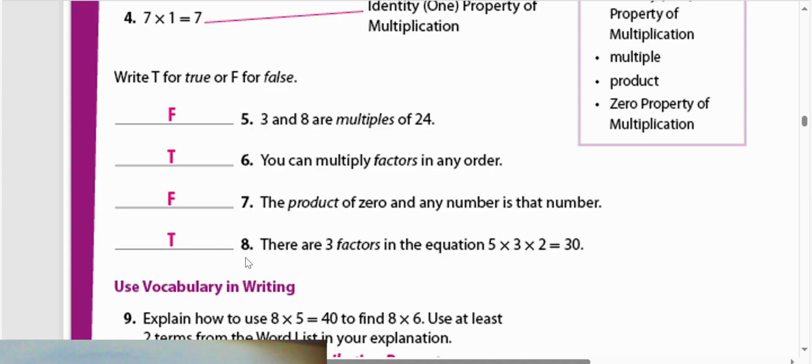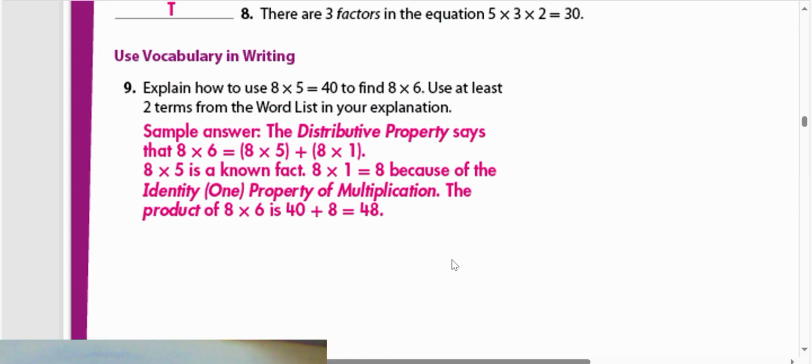Question number 8. There are 3 factors in the equation 5 times 3 times 2. We have 3 factors: 5, 3, and 2. Next question. This is vocabulary writing: explain how to use 8 times 5 equals 40 to find 8 times 6. Use at least 2 terms from the word list in your explanation.